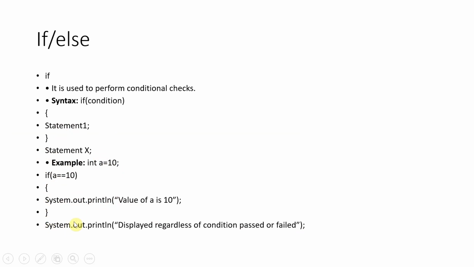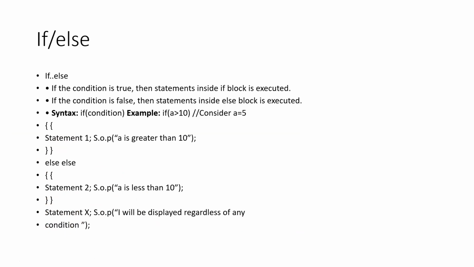Now we have an if else condition. If the condition is true, then the statement inside the if is always executed. But if it is false, then the statement in the else will be executed. So how does this work? If I have, say, a is greater than 10, this will execute. Else we have another statement which says a is less than 10. The last line is outside the if construct, so that will be displayed irrespective of any condition.